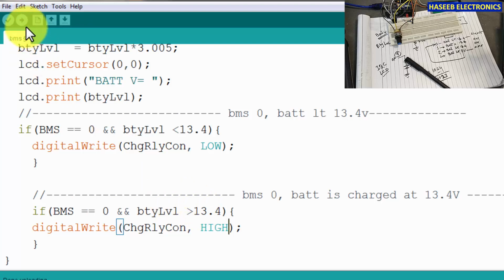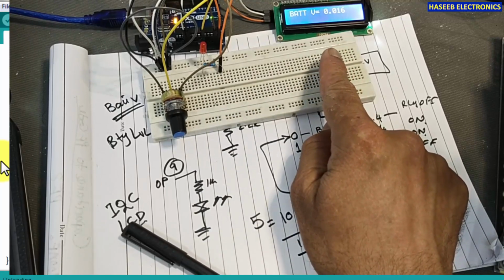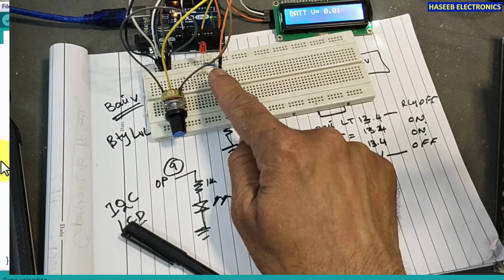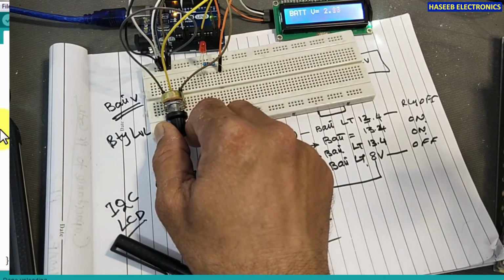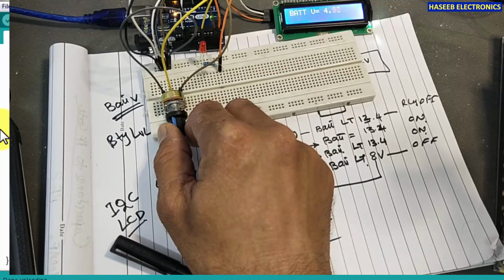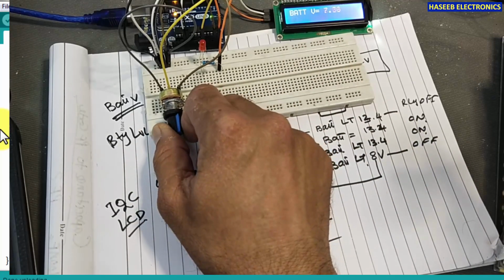Let's upload it. When the voltage reaches 13.4 volts, at that time it must turn on this LED. Now I am increasing the voltage as the battery is charging. At 5.4 volts the LED is off.